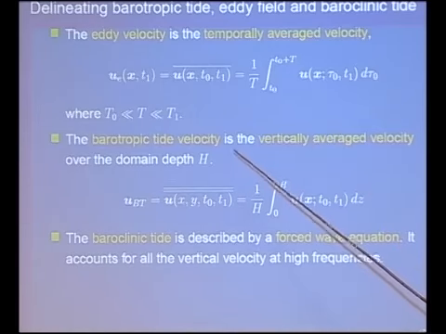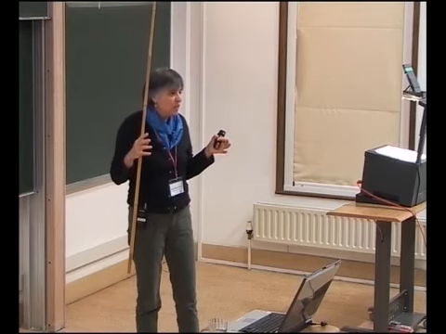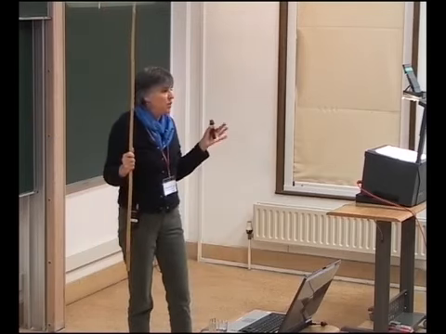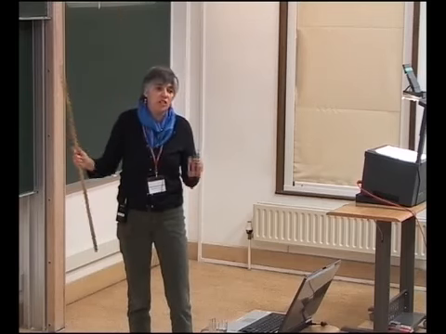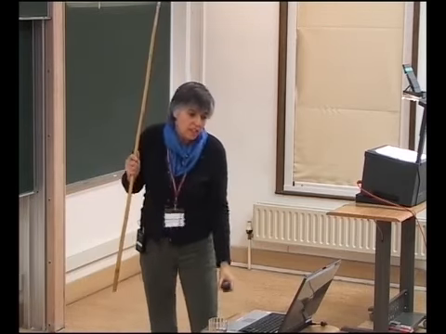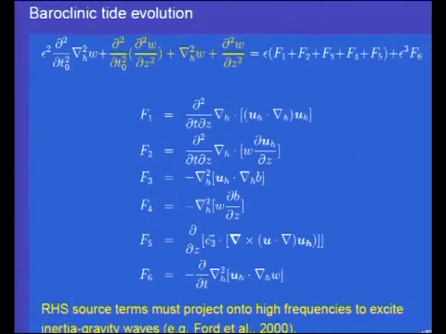of this as being the rotational part. So the eddy, the time averaged part, is the rotational part. The sum of the barotropic and baroclinic tides constitutes the divergent part of that decomposition, with the baroclinic tide just projecting onto the high wave numbers and the barotropic tide just projecting onto the lowest wave number. The baroclinic tide can also be described by a forced wave equation, and it accounts for all of the vertical velocity at high frequencies.